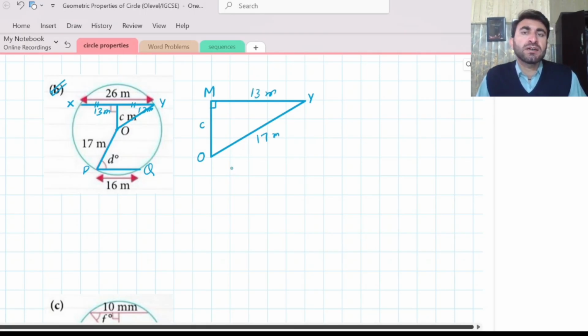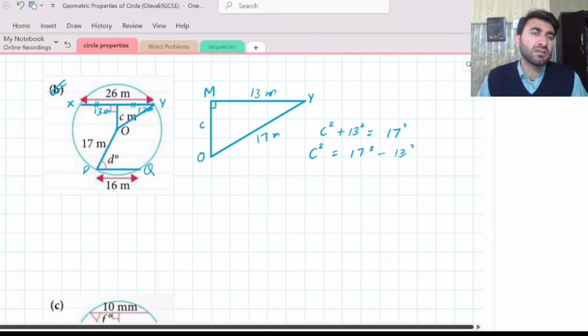So using the Pythagorean identity again, it will become C squared plus 13 squared is equal to 17 squared, and C squared shall become 17 squared minus 13 squared, which we solve by taking the square root on both sides, and the value of C shall become 10.95 meters by using a calculator. So that is the value of C.